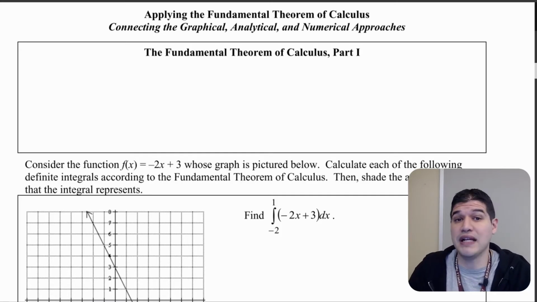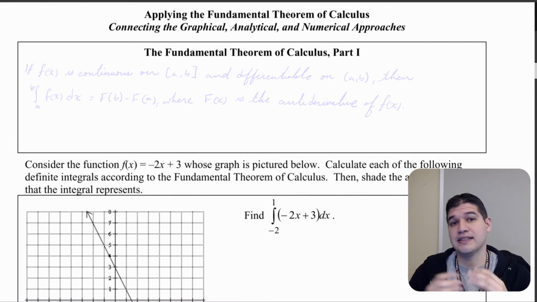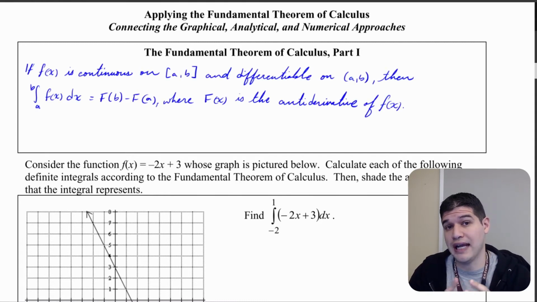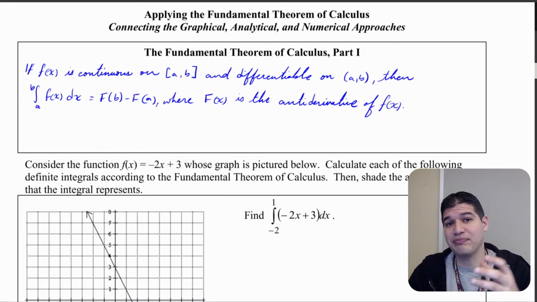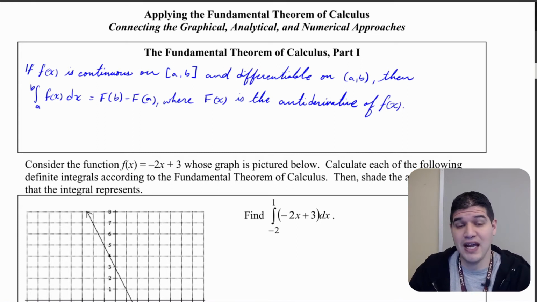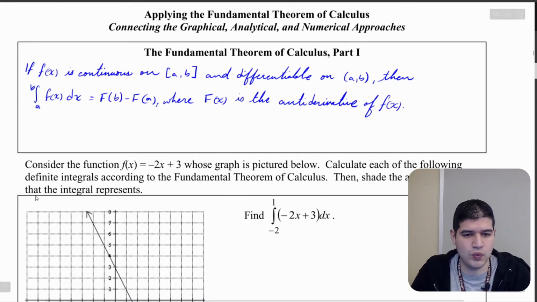So first, let's define the fundamental theorem of calculus. As long as we have a function f of x that's continuous and differentiable on a to b, then the integral of f of x from a to b is going to be F of b minus F of a. And that capital F is going to be the antiderivative that we learned about in the first lesson of module 6.